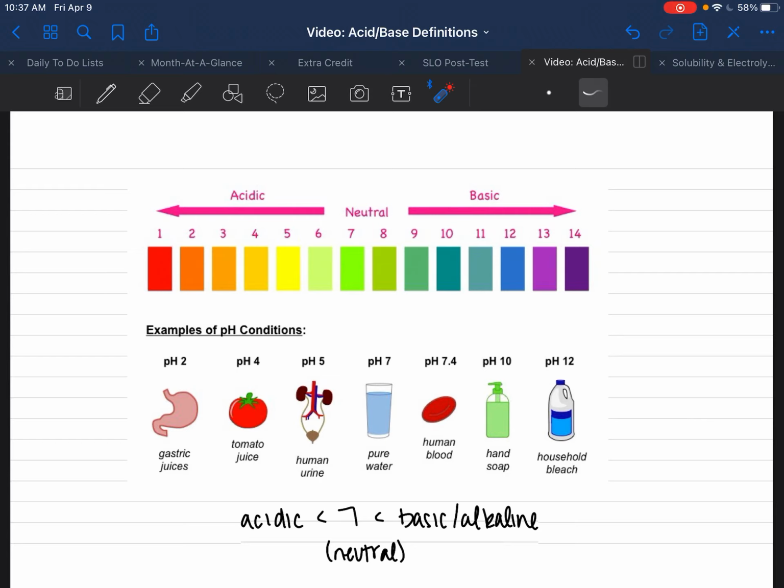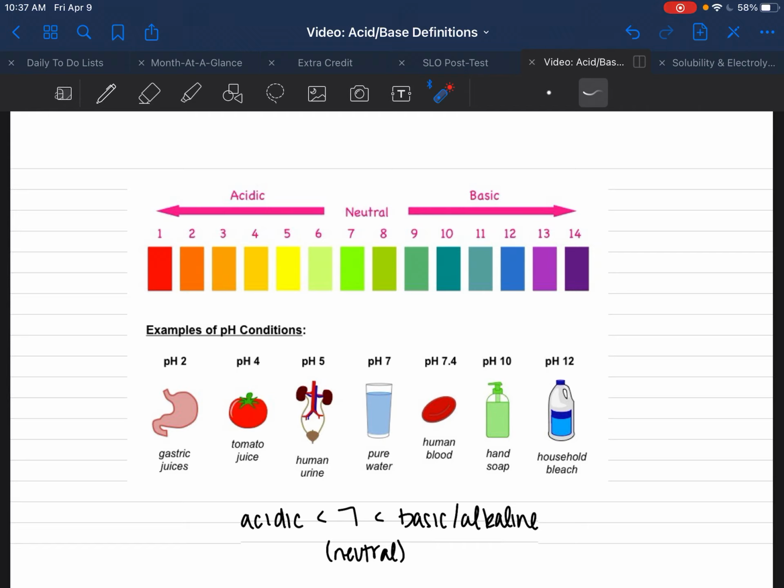So notice we have some examples down at the bottom. These are things that you'll encounter pretty often, if not every day. So your gastric juices, the juices in your stomach that help break down the food, are very, very acidic. Tomato juice is also acidic. Your urine is slightly acidic as well. And then human blood is just a little bit basic. It's not super basic. And then hand soap is basic, as well as household bleach, which is a lot more basic. So these are just some common examples that you'll hear about.